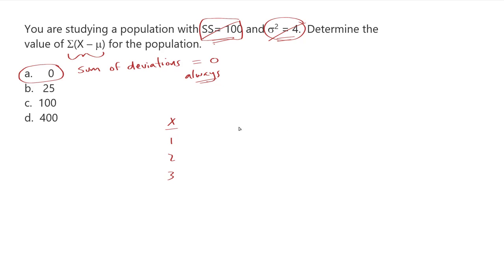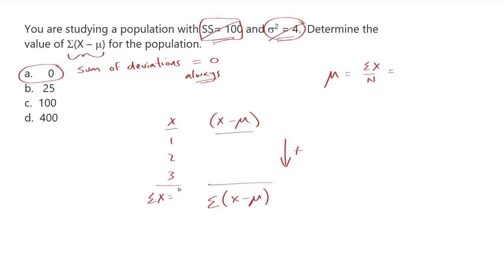Now, if I want to find my deviations and then sum them up by adding this column, I need to start by, first of all, finding the mean, because I'm going to be subtracting the mean from each one of my x values. So the mean is equals to the sum of x over n. So if I add these three up here, that will give me the sum of x. So 1 plus 2 is 3, plus another 3 is 6. So I've got 6. There's 3 values there. So this gives me an average of 2.